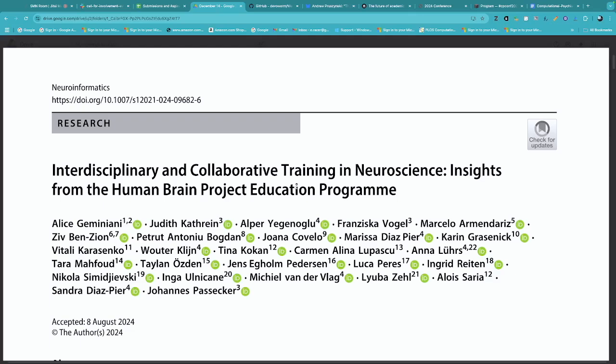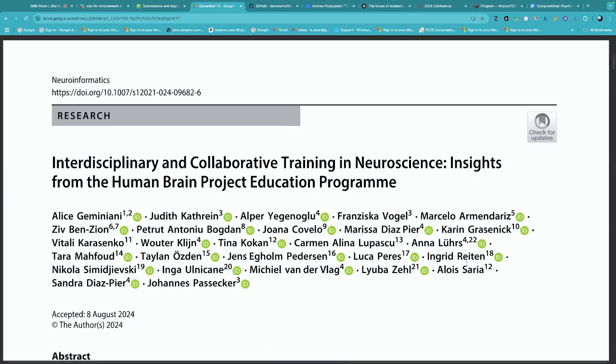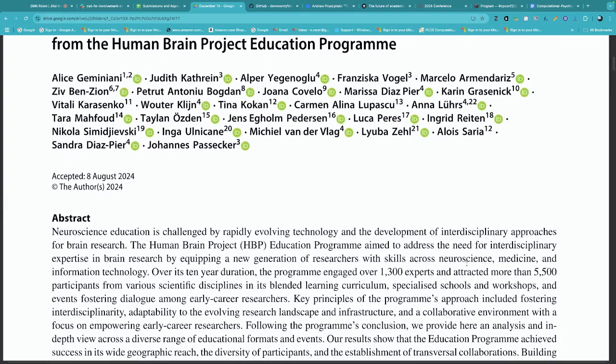So this is describing their training and education program that they've developed alongside the Human Brain Project main focus, which is data and modeling. So this is where we have a number of authors. I'm not familiar with any of these people, but they were involved in this effort.